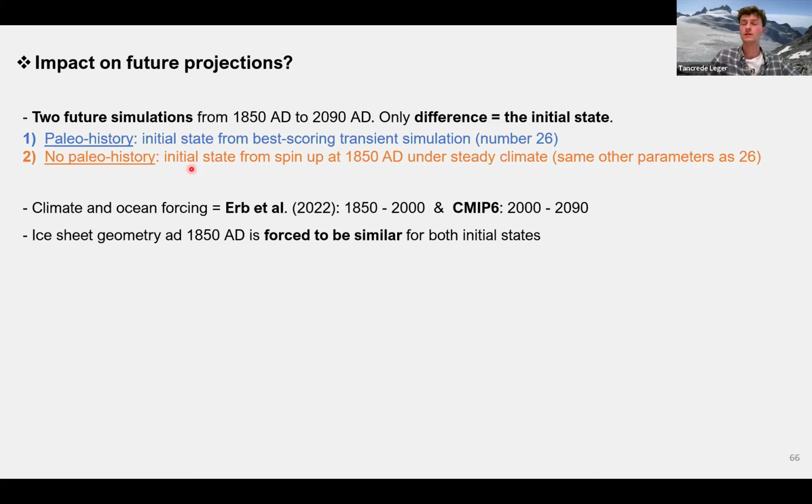The model parameters are the same, the model itself is the same, and the climate forcing is the same, okay? And we also make sure that the geometry of these two initial states is identical, so we force the geometry to be the same. For the climate and ocean forcing, we use orbital data for the pre-industrial era to 2000, and then we use CMIP6 forcing for the period 2000 to the end of the century. And we use the worst case emission scenario, SSP 8.5.